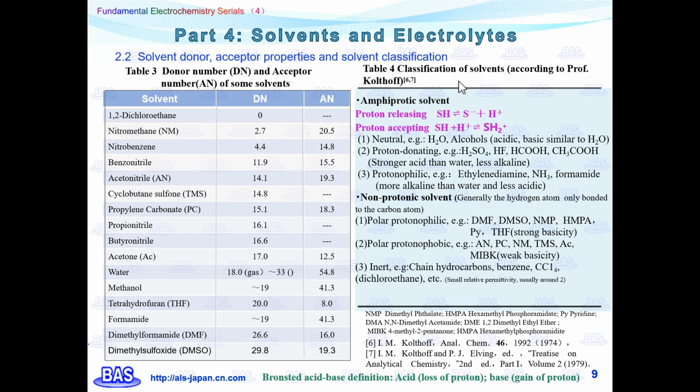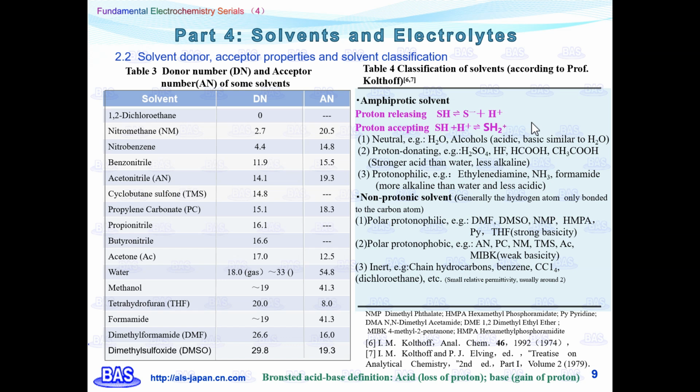Amphoteric solvents are solvent molecules that are both acidic and basic. If the solvent is represented by SH, the solvent molecule can release protons and can also accept protons in this way. Among the amphoteric solvents, those with similar acidic and basic strengths as water are neutral solvents.